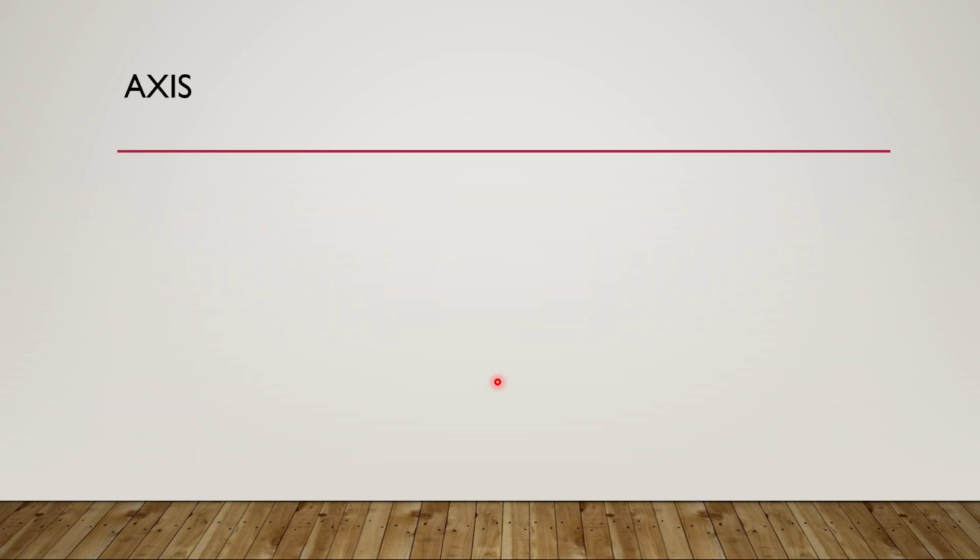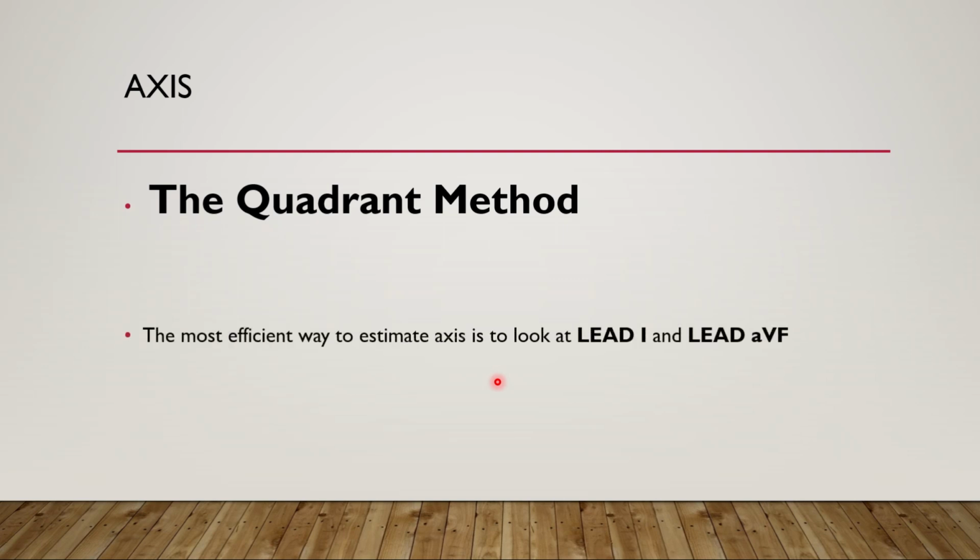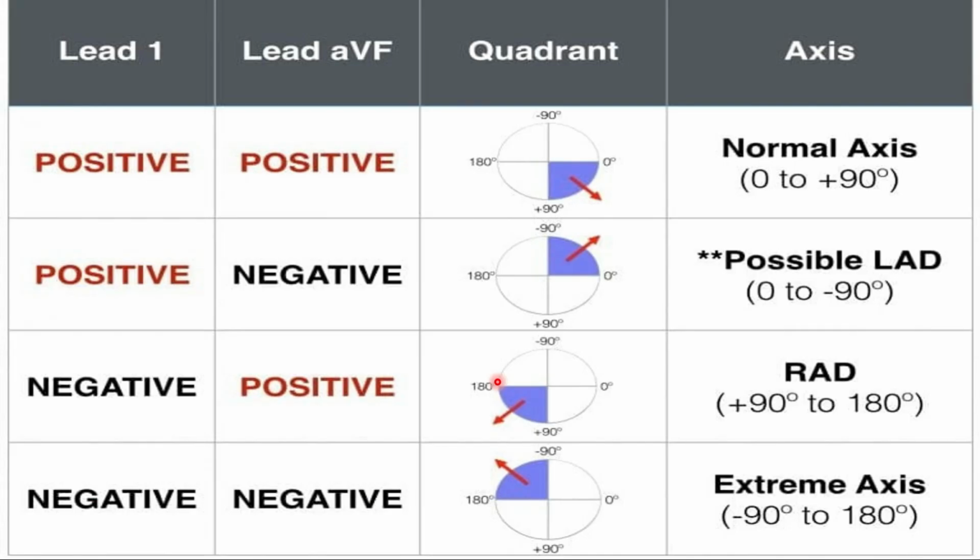So after the rhythm, the next step is determination of axis. There are multiple methods to determine an axis on ECG, but an easy method is the quadrant method. To estimate the axis on an ECG, we should look for the direction of QRS complex in lead 1 and lead aVF. So if you want to know the axis on an ECG, you must remember this table.